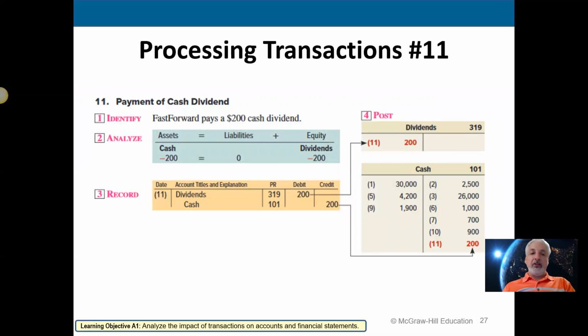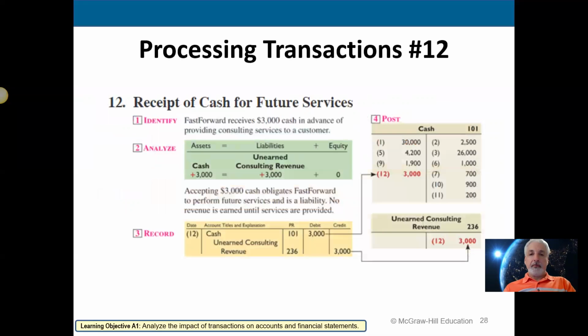So then we have dividends, and dividends are reducing equity and reducing cash. We're paying out dividends to the owners, the stockholders, and they earn some money. And then we have unearned revenue, and that's a pretty important concept. All right. We received $3,000 cash in advance for providing consulting services.